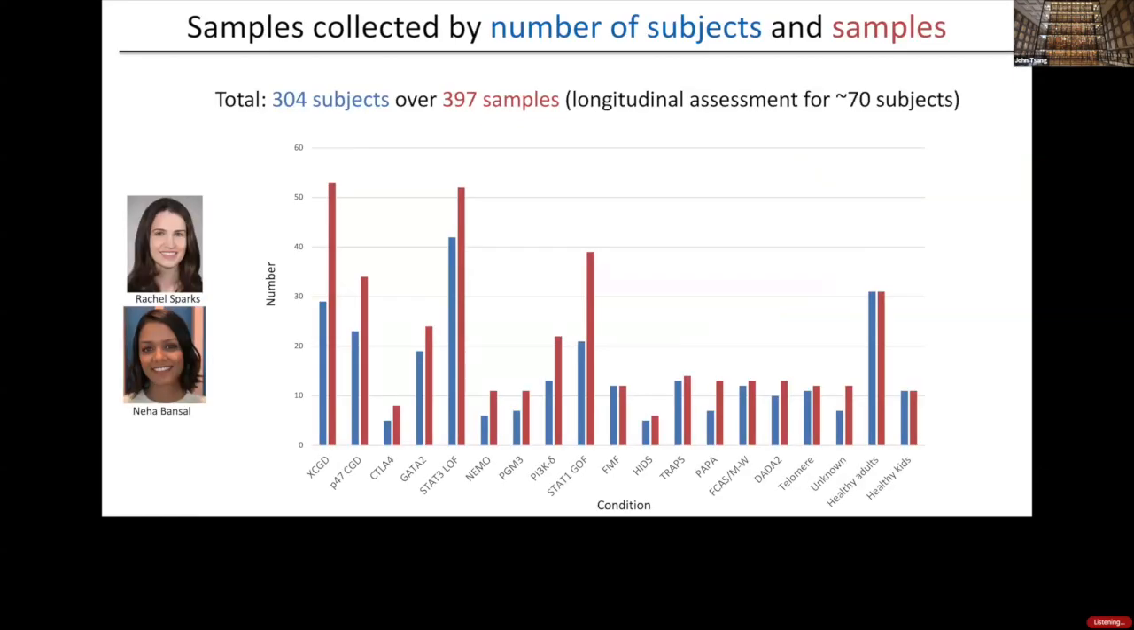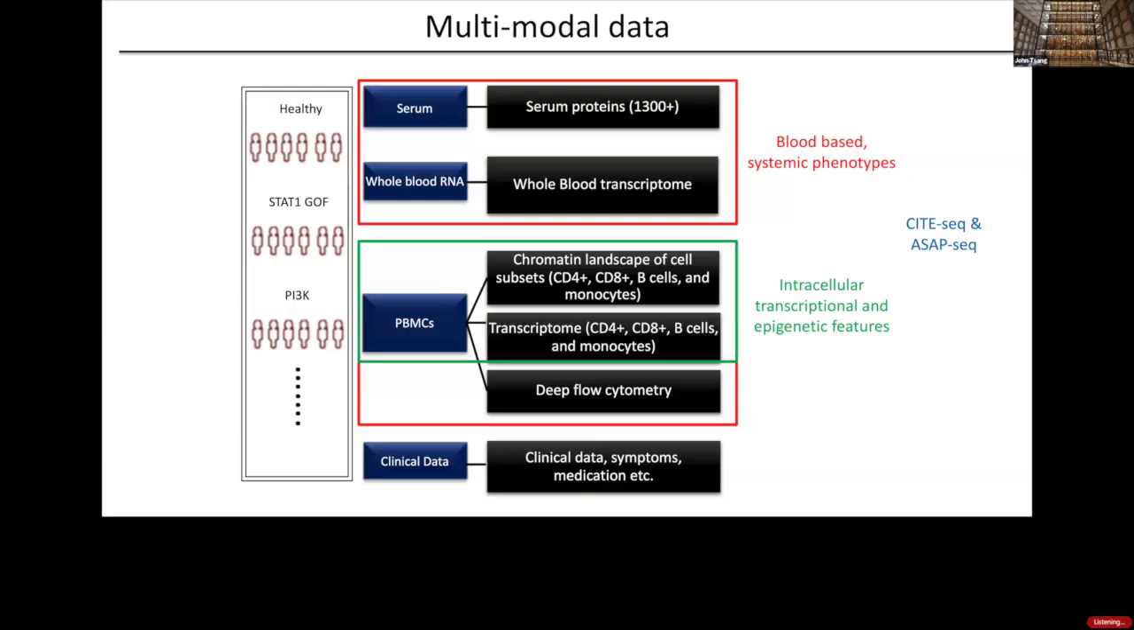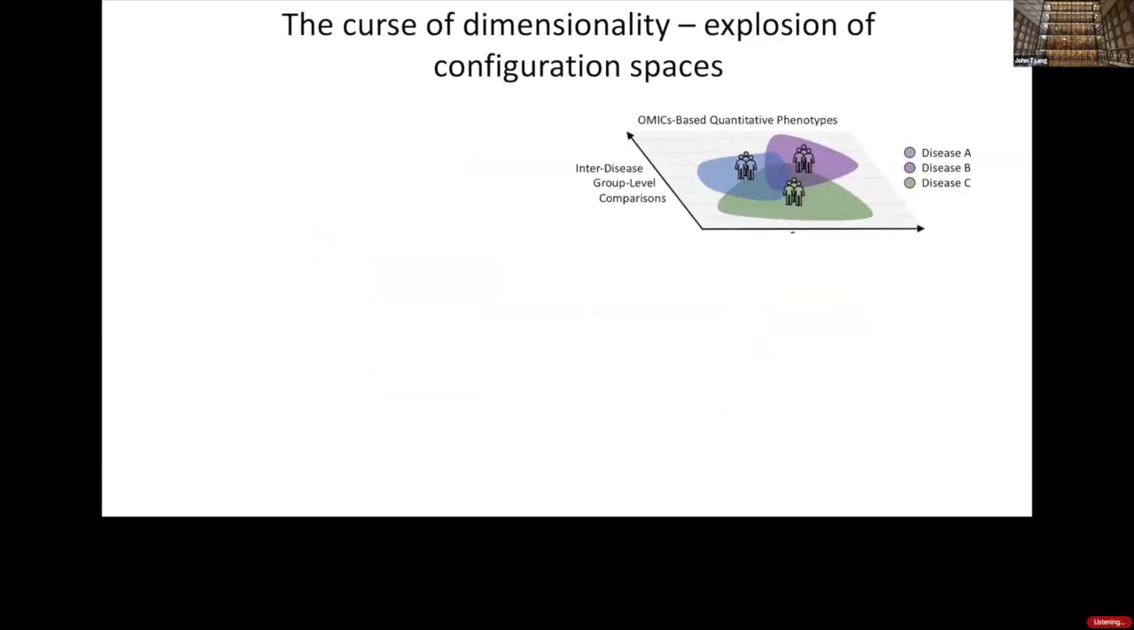This is heroic work led by Rachel Sparks, a former clinical fellow in the lab, together with Neha Bansal. They collected more than 400 samples from 300 patients and matching controls. For some of those, we have longitudinal assessments, so again, we can ask about temporal stability. From these, we have generated lots of data from these patients. I won't belabor that.